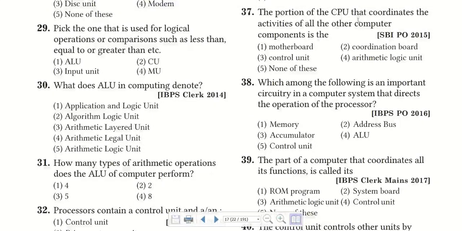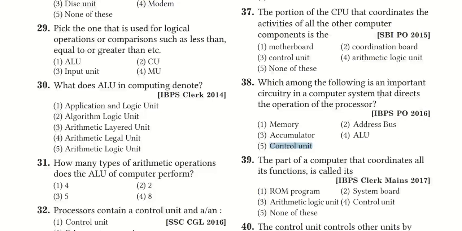The portion of the CPU that coordinates the activities of all other computer components is the control unit. Which among the following is an important circuitry in a computer system that directs the operation of the processor? So it is the control unit.